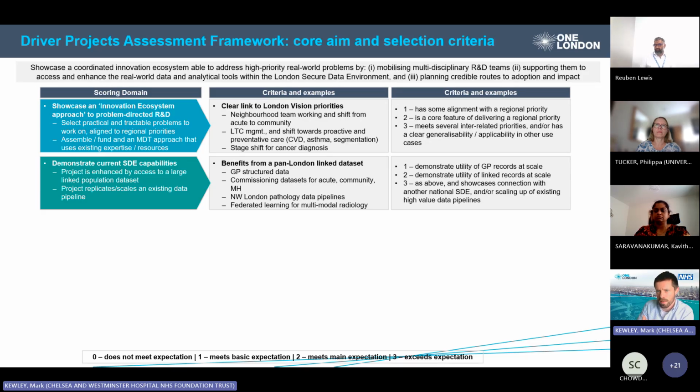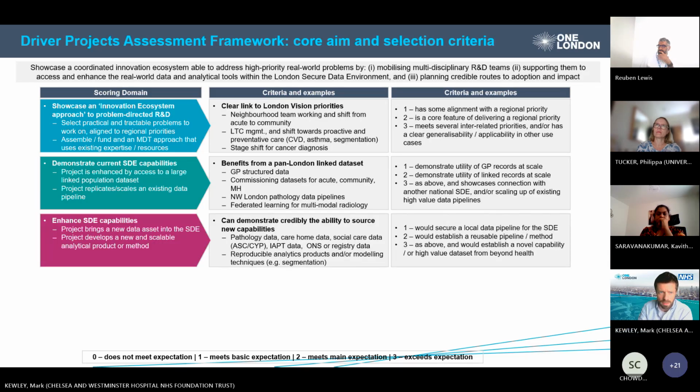And again, in terms of scoring against that, if we're demonstrating some utility of GP records at scale, it's a good solid tick in the box. If we're looking at the utility of linked records, I think that commands more attention. If it can showcase connections across high value data pipelines beyond, in a sense, the core, so things like pathology data sets, then that commands higher credit.